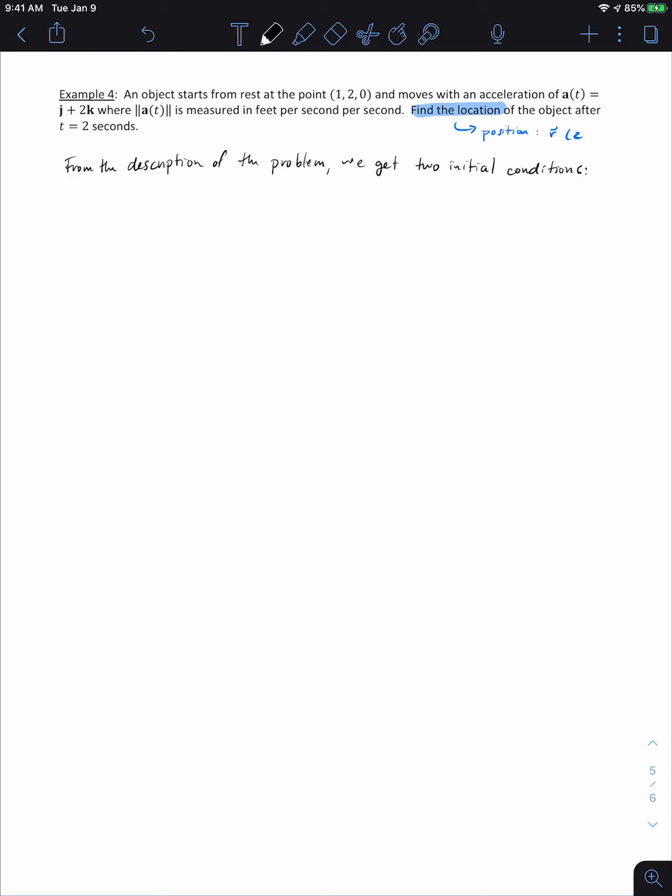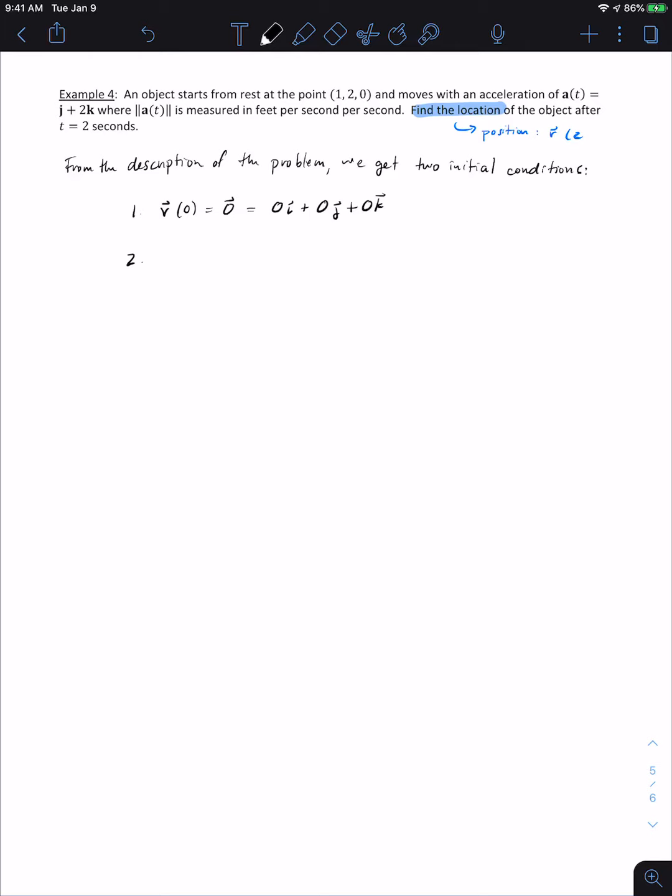The first one is that it says an object starts from rest. So what does that mean? That means the velocity at time t equals 0 is equal to the 0 vector, right? In other words, 0i plus 0j plus 0k, because it starts from rest, so it's not moving at all.